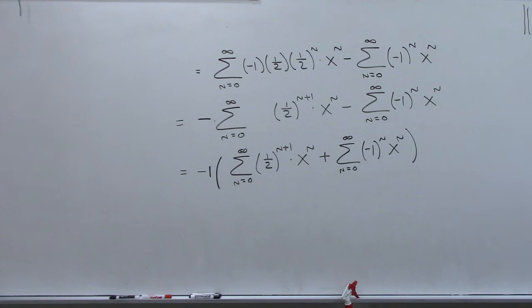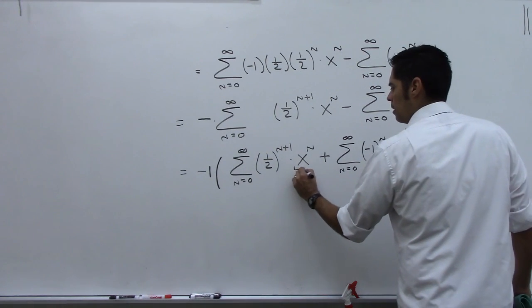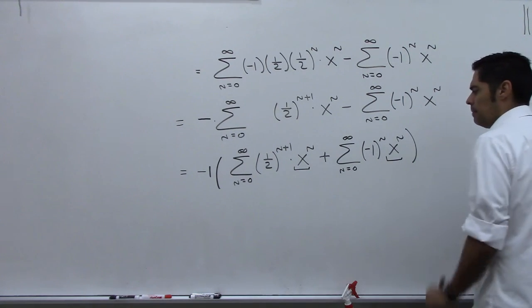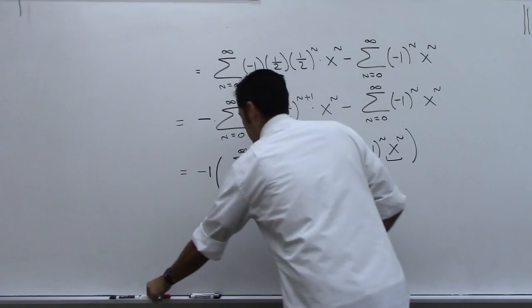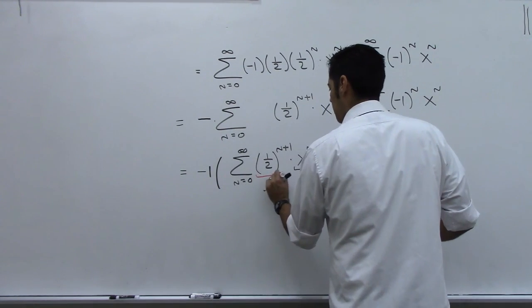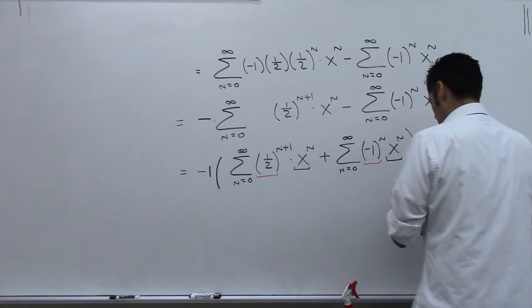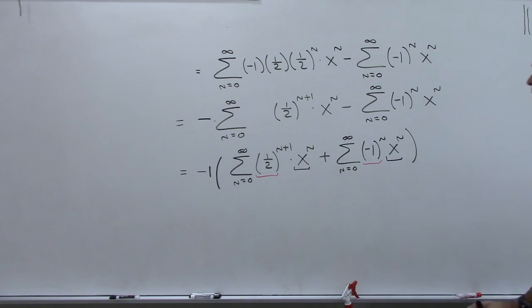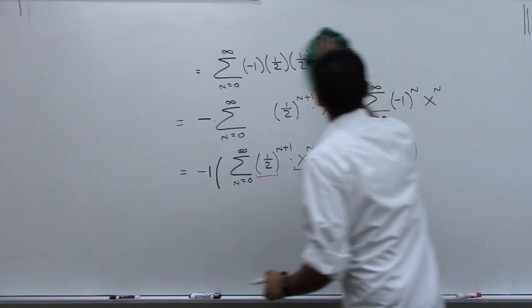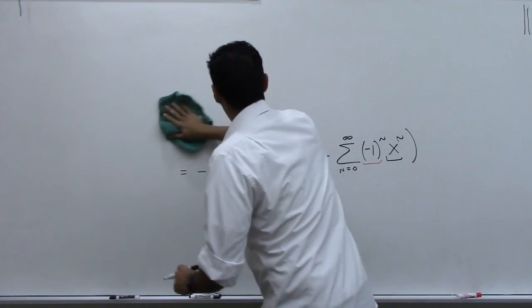So, let's see what I can do here. Since these both have x to the n in common, the only thing that's different is this right here. Then we can do something like this. See if this makes sense within the summation.